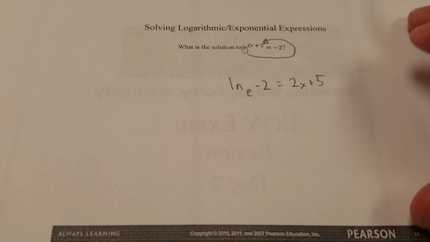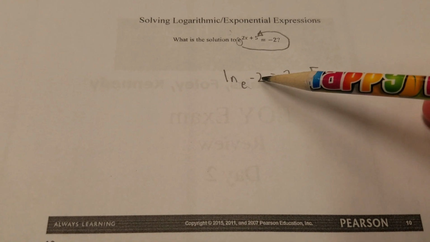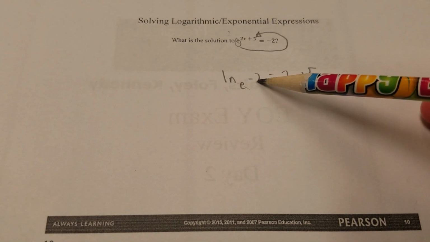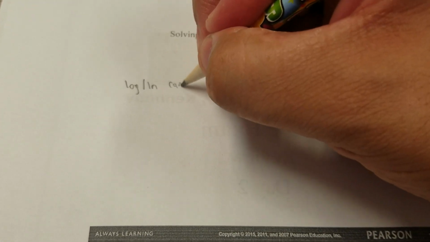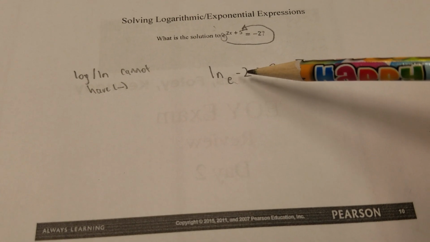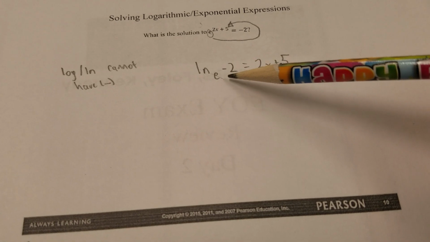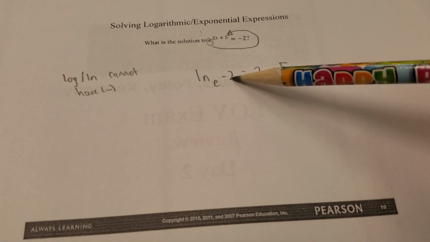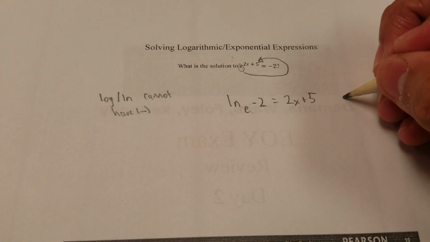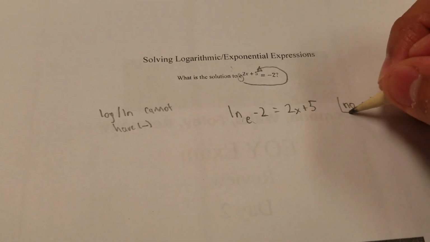Now, they're going to try and trick you. Even though these two are going to cancel, right now I have a log natural with a -2. Log naturals cannot have a negative inside. Because there's no x to solve for in here, there's nothing for me to fix. So because this is -2 inside the log natural, this is an easy problem. It just means no solution.